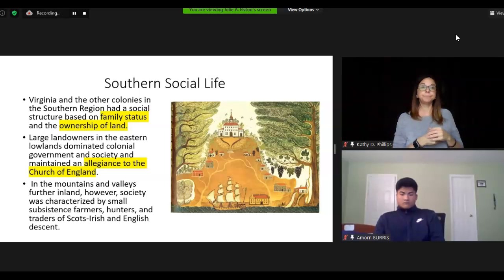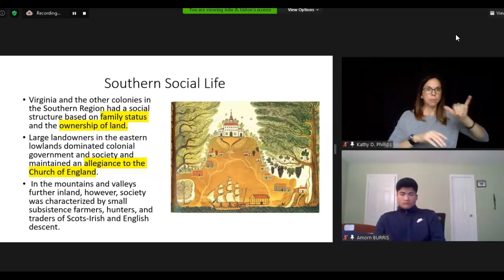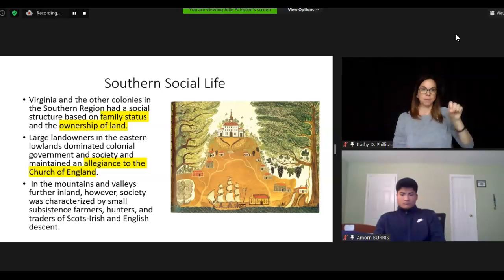Now, the southern region, as you can imagine, is very different, and their social structure is built much more around the ownership of land. Large farms, agriculture, that's where the power is in the South. And so who your family is and whether your family owns land reflects your social status. The large landowners retained very close ties with Great Britain. That's their trading partners, right?